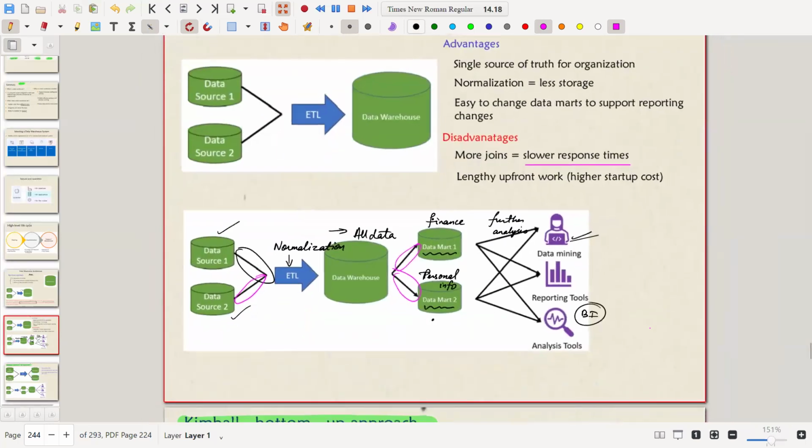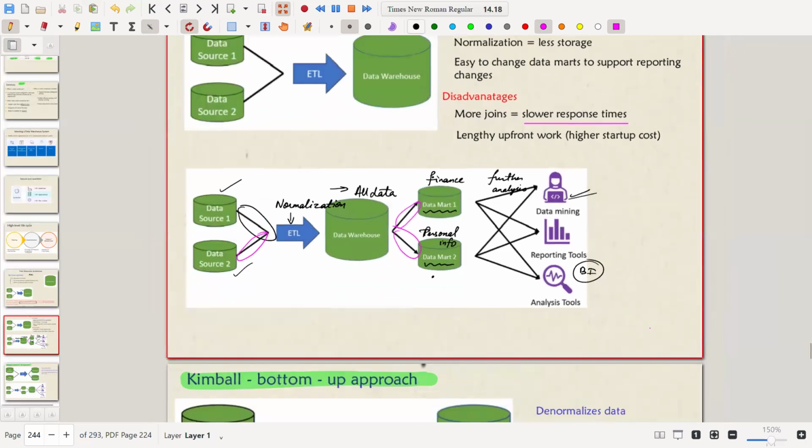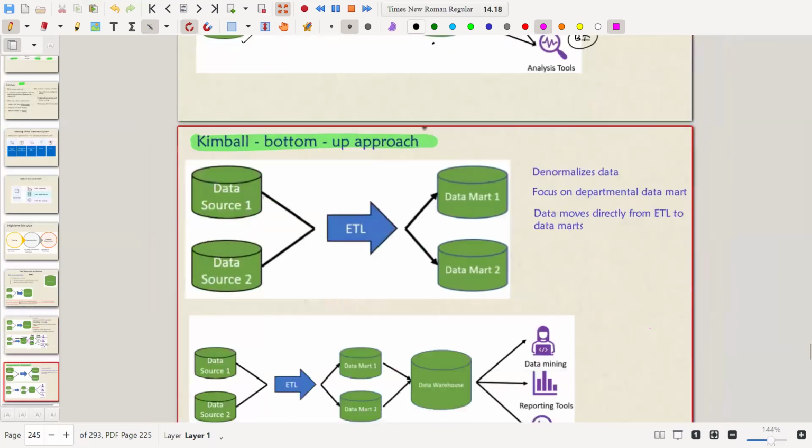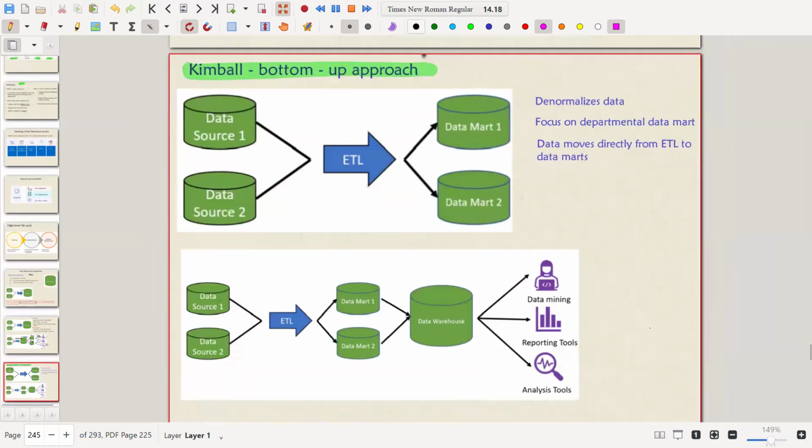So this is one of the approaches. But now let us see the other approach, where you can see the difference between both of them. As usual, this part is almost the same in both approaches. That means you collect data from different data sources, data source 1, data source 2, and feed it to the ETL process: extract, transform, and load. Then instead of directly feeding the data warehouse, you feed it into different data marts. So here data marts come first.